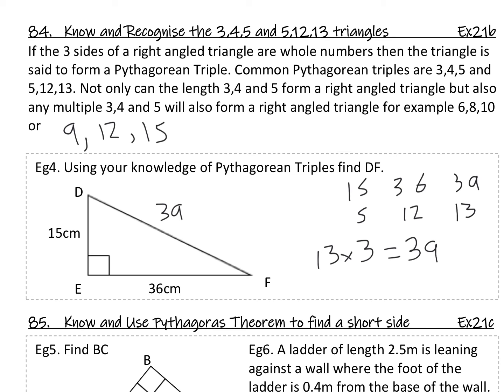If we scale up 5, 12, 13, times it by 3, 5 3s are 15, 12 3s are 36, so 13 3s must be 39. And you could check your answer by, if you didn't trust it, you could do 39 squared. Does that equal 15 squared plus 36 squared?